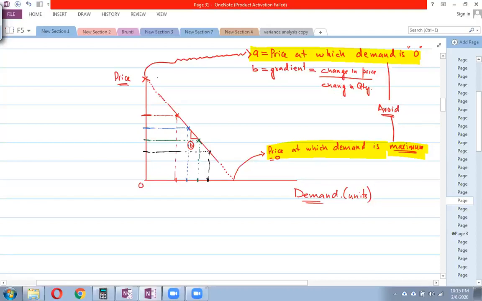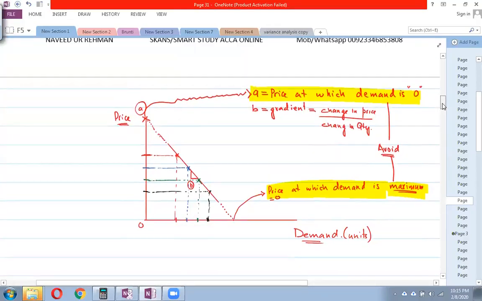What is A? A is the price at which demand is zero. It is so high that demand is zero, right? What about this point? This is the point at which demand is maximum, but price is zero, right? And that's actually the quantity, right? Now, why are we actually calculating this? I'll tell you in a while, right?